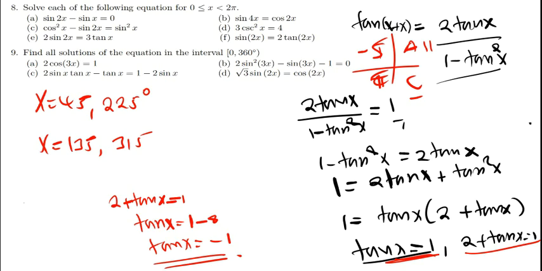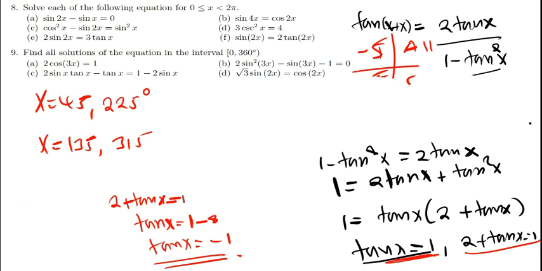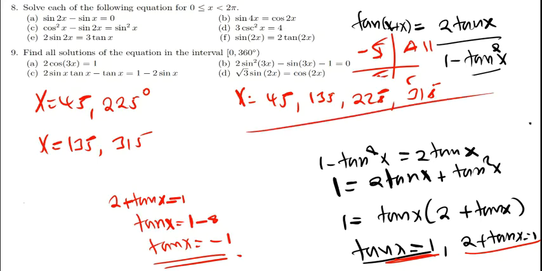So the solutions are going to be x is equal to 45, 135, 225, and 315. But these ones you have to convert them to radians. Does that make sense?